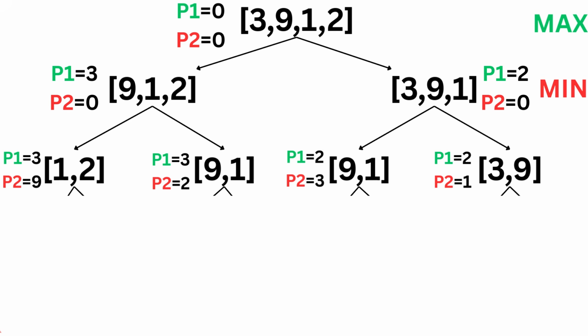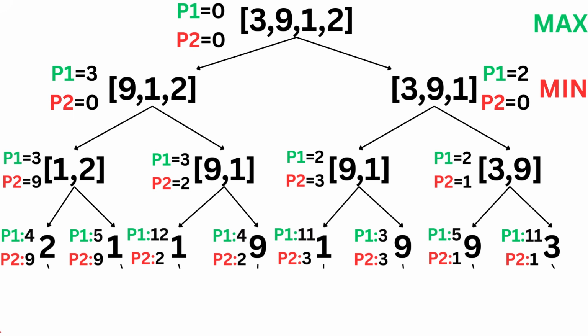In the next step, it's player 2 or min's turn. On the leftmost side, if min chooses 9, its value is added to its score and it is 9. If it chooses 2, its value is 2. Similarly, on the right hand side of the tree, if it chooses 3, the player 2 value is 3, and if it chooses 1, the player 2 value is 1.